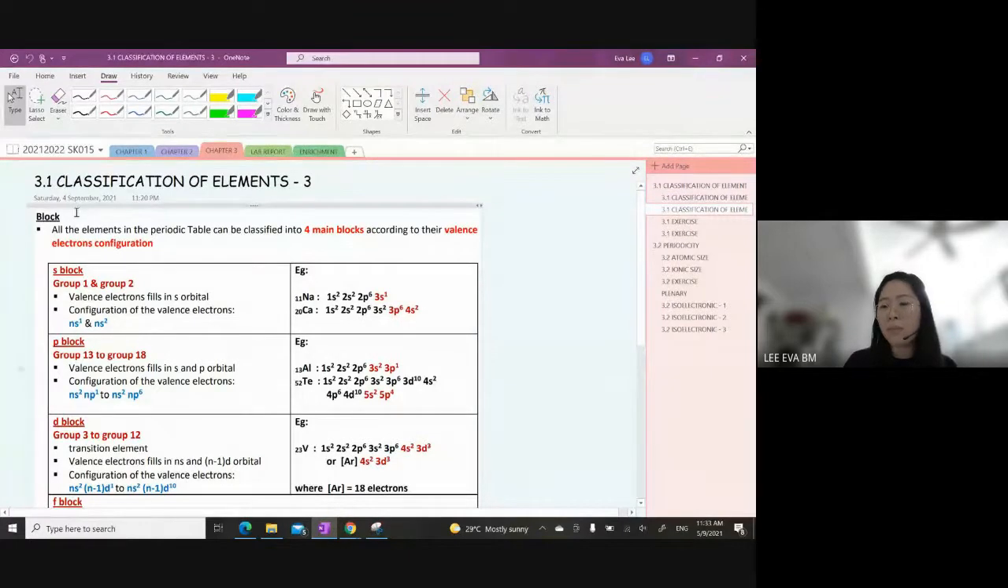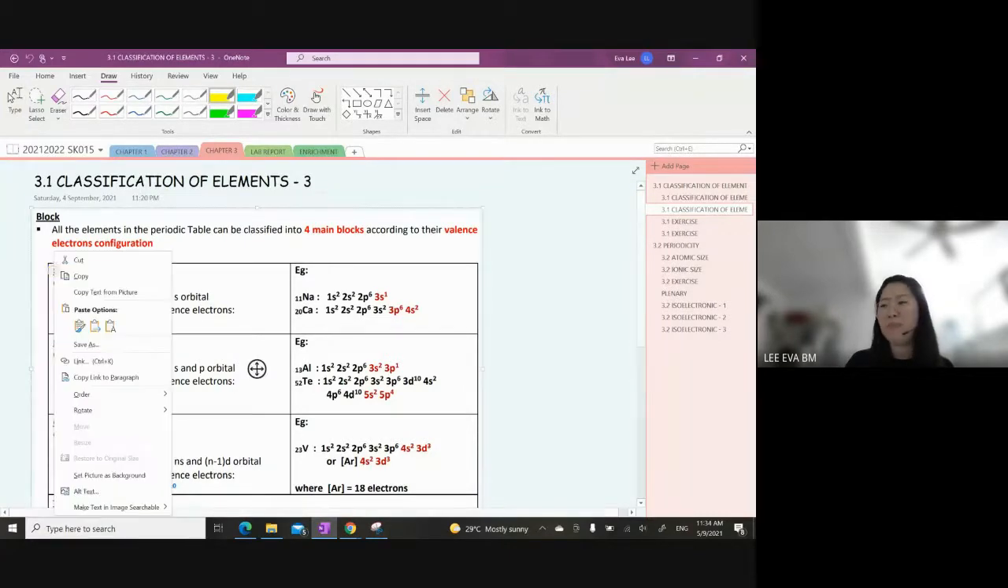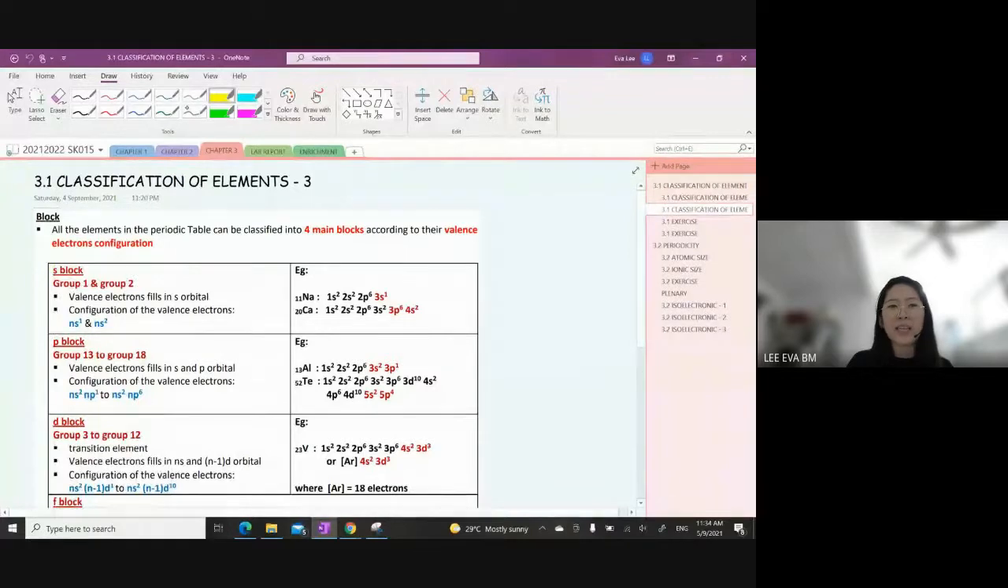The block: all elements in the periodic table can be classified into 4 main blocks according to their valence electronic configuration. Over here, we have the S block. This is similar to what you learned for SPDF. This is also why you learn about SPDF according to the block. So we will have the S block, P block, D block, and also F block. For the S block, it involves only your group 1 and 2 elements.